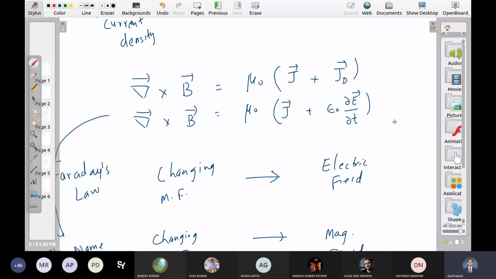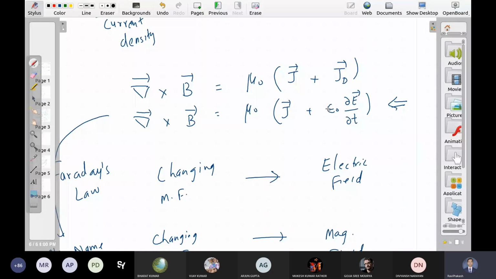So if there is a non-steady current, there is a changing electric field. So del cross B, if you do not apply any extra current, J is 0. यदि आपने कोई और current नहीं use किया है, J is 0, and del cross B is equal to this equation. इसको solve कीजिए, you will get B. Okay.